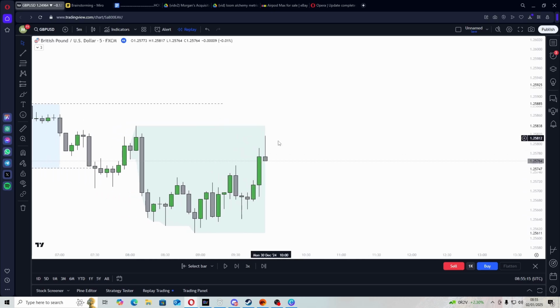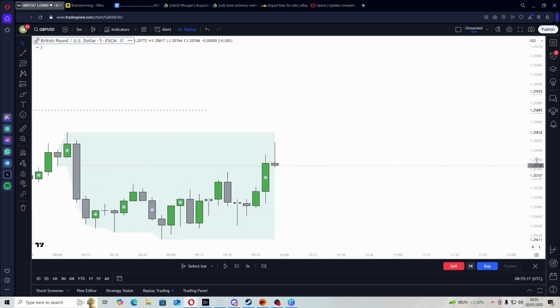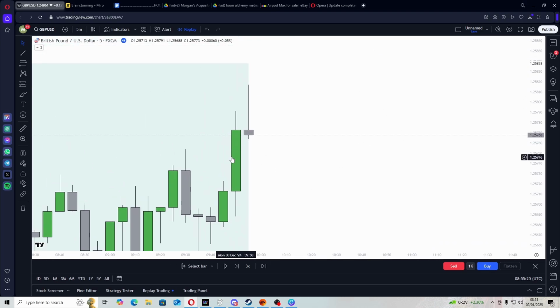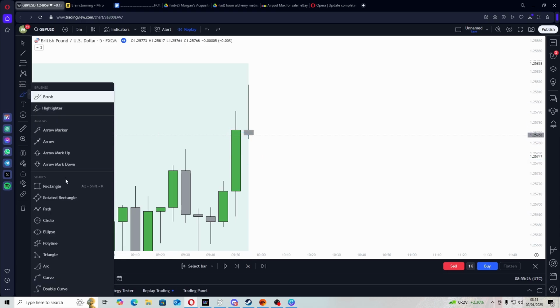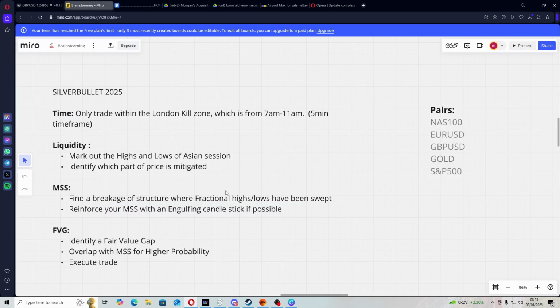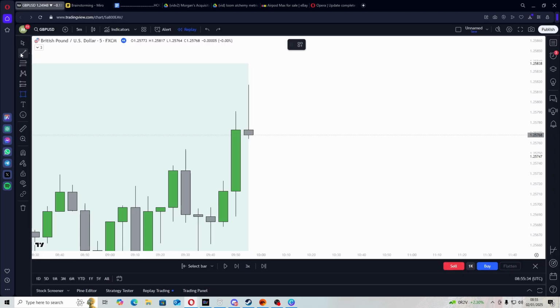And you can see completely right there, what did price do? It gave us an engulfing candlestick right here. Okay, this is the candle we've been looking for the whole time. So what we need to do now is actually mark out our fair value gap. Okay, look, we need to identify the fair value gap and then overlap with the market structure shift for high probability. Okay, where's the market structure shift again?